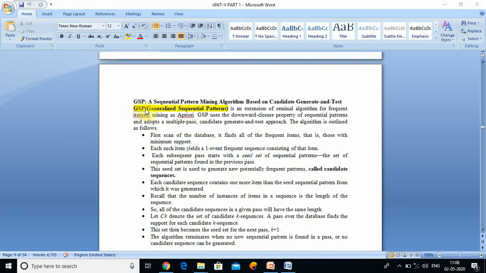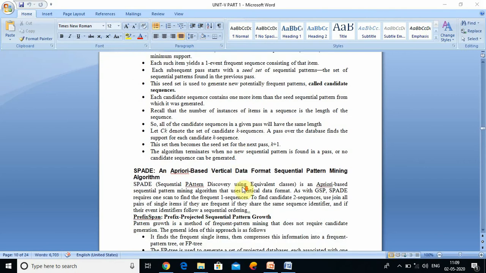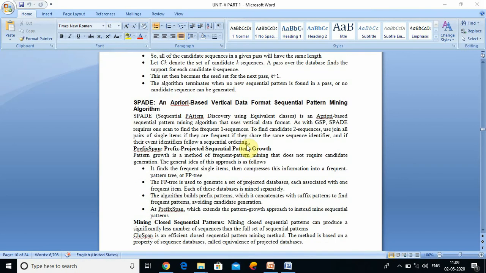GSP is an extension of the seminal algorithm for frequent itemset mining, Apriori. GSP uses the downward closure property of sequential patterns and adopts a multiple pass, candidate generate and test approach. The algorithm is outlined as follows. This is the GSP algorithm. All of you read these points. Based on this algorithm, we have to find out the sequential patterns. Right?